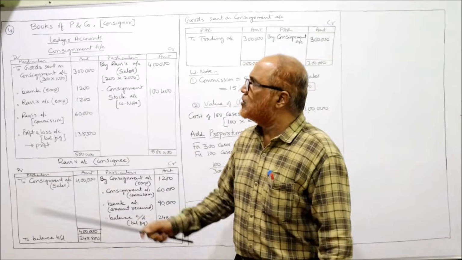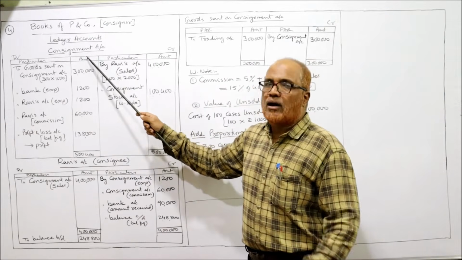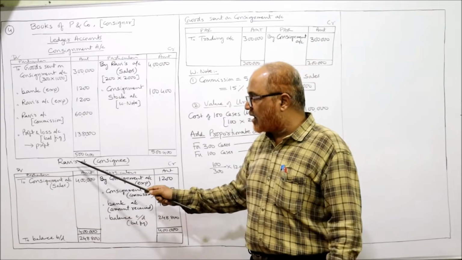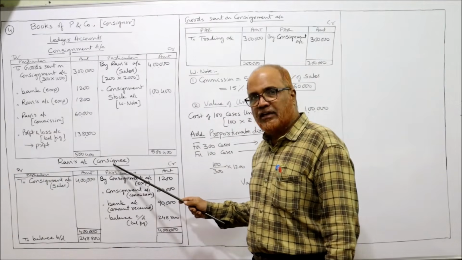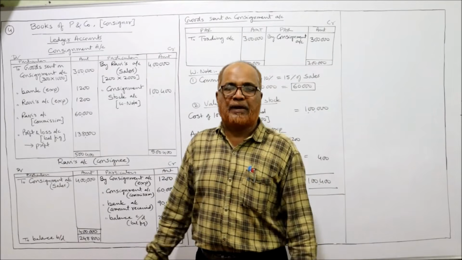Now we'll open the accounts. Books of P and Company. P and Company is the consignor. Ledger accounts: first account, consignment account; second, Ravi's account. Who is Ravi? The consignee. And third, goods sent on consignment account. These 3 accounts we have to prepare first of all.